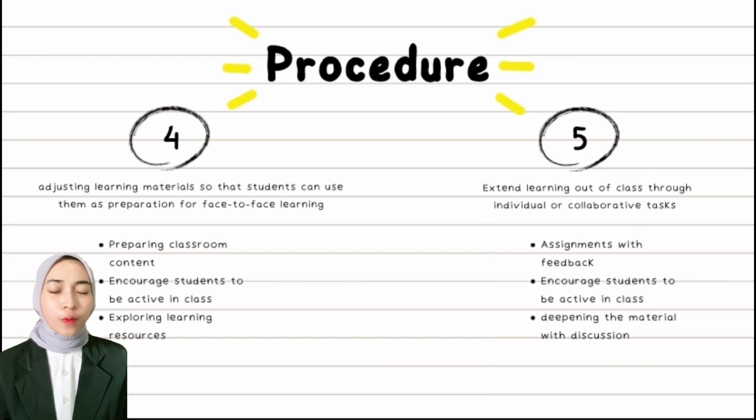Okay, the fifth procedure is extending learning out of class through individual or collaborative tasks. For example, assignment with feedback, encouraging students to be active in class, deepening the material with discussion.